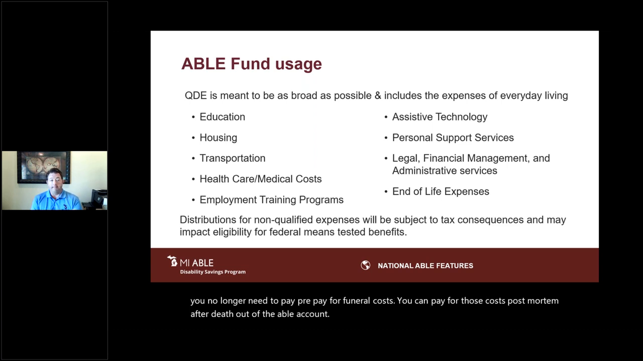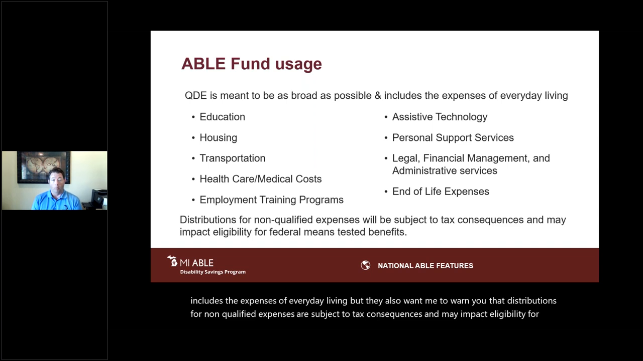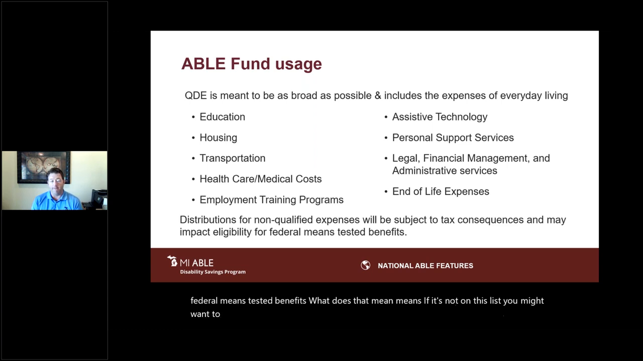Now, as I mentioned, the IRS has deemed that QDE is meant to be as broad as possible and includes the expenses of everyday living. But they also want me to warn you that distributions for non-qualified expenses are subject to tax consequences and may impact eligibility for federal means-tested benefits. What does that mean? It means if it's not on this list, you might want to be hesitant to pay for those things out of your ABLE account.